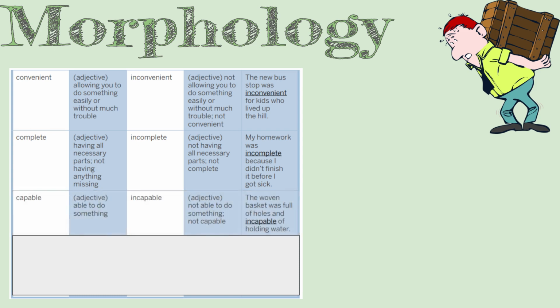Capable is an adjective meaning able to do something. Incapable is the affixed word. It means not able to do something and not capable. The woman wove baskets. The woven basket was full of holes and incapable of holding water. So it was not able to hold water.